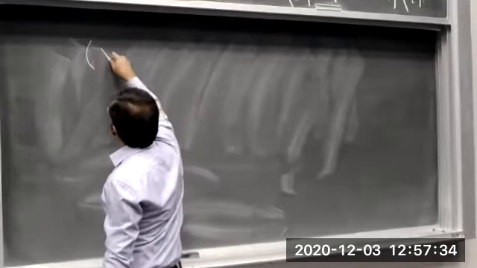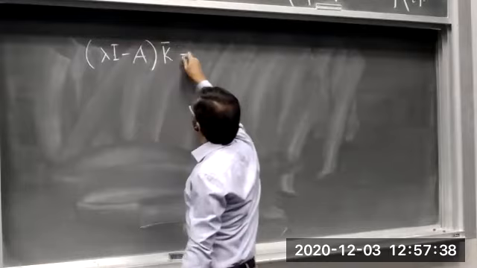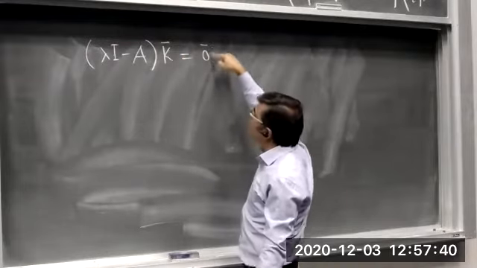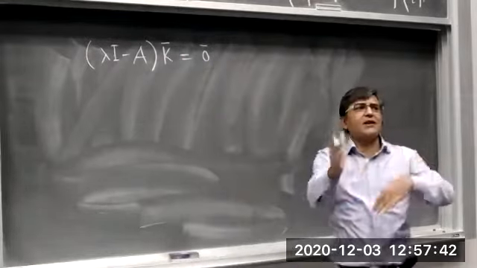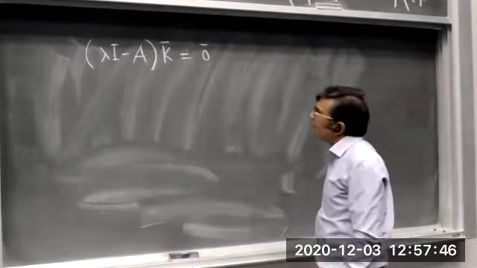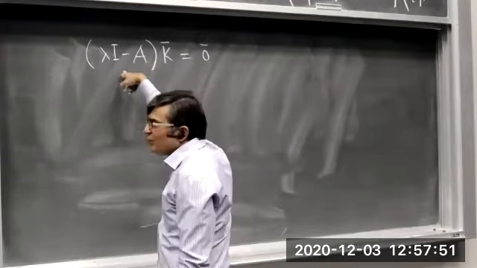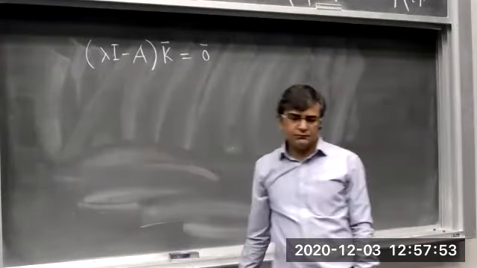We start with the same equation, (λI - A) times k vector is equal to 0 vector. Here a 0 vector will come, not only 0, because the left hand side is a vector, so my right hand side must be a vector as well. Now this equation, what is this equation? Can anyone tell me?